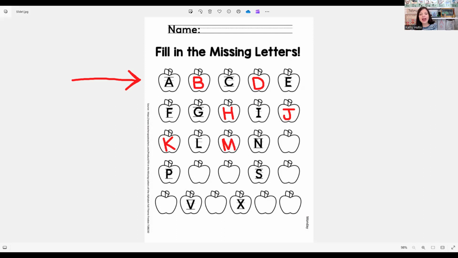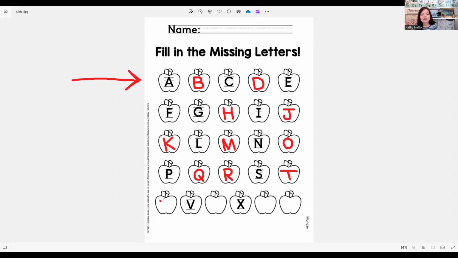L, M, N, O. L, M, N, O, P. What's after P? Q. And then R, S. So write Q and R. Q, R, S. What's next? T. Right, letter T.